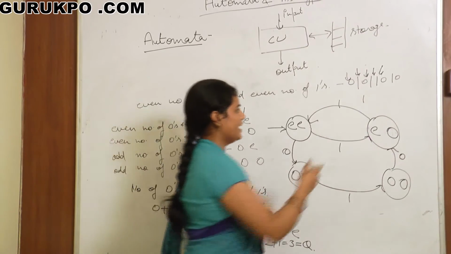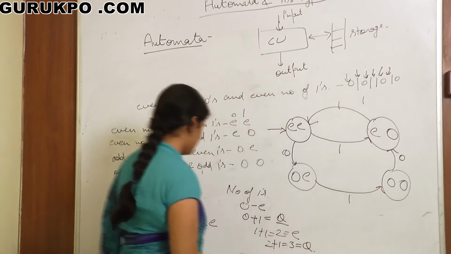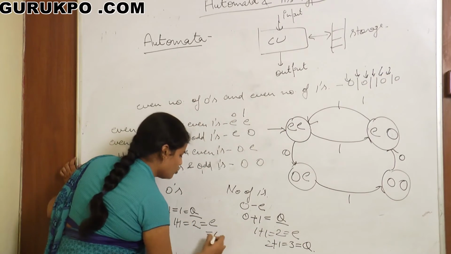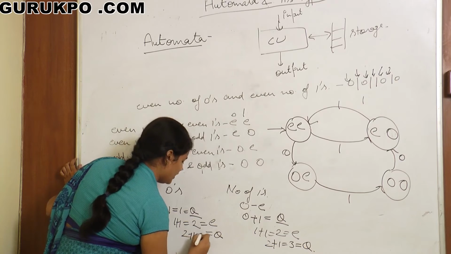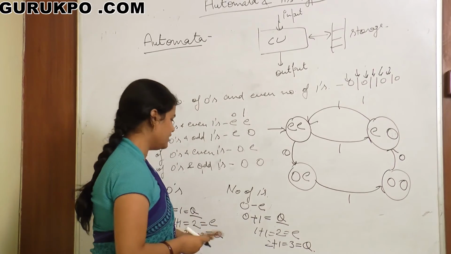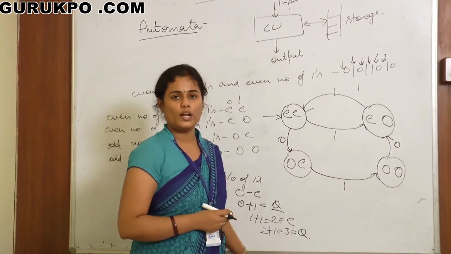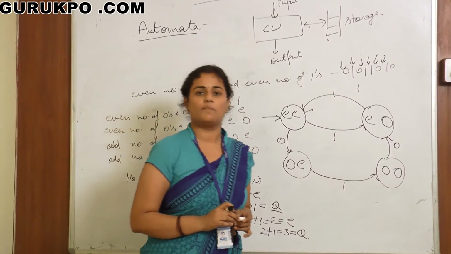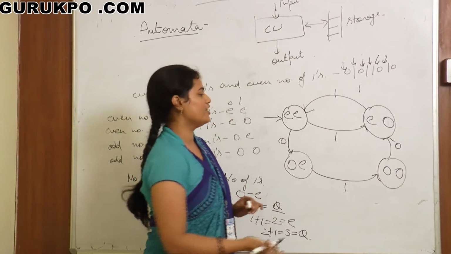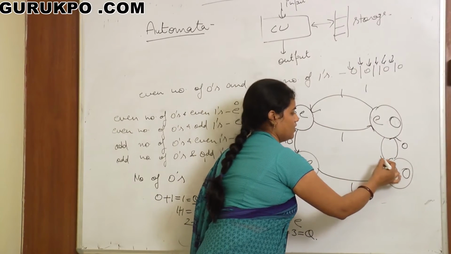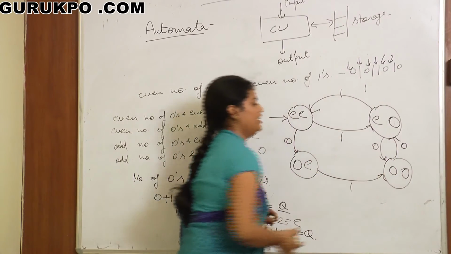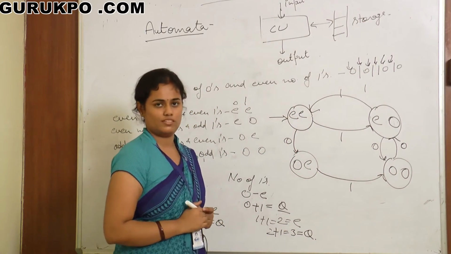Next, machine is again reading 0. In that case, what will happen? It will change to O. 2 plus 1 is equal to 3, which is an odd number. In that case, O, odd number of zeros and odd number of ones. Then machine will reach to the state odd number of zeros and odd number of ones.